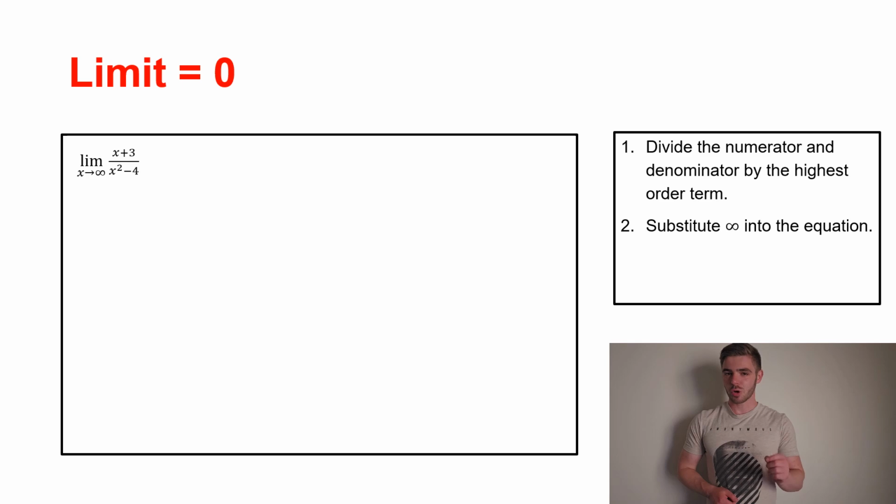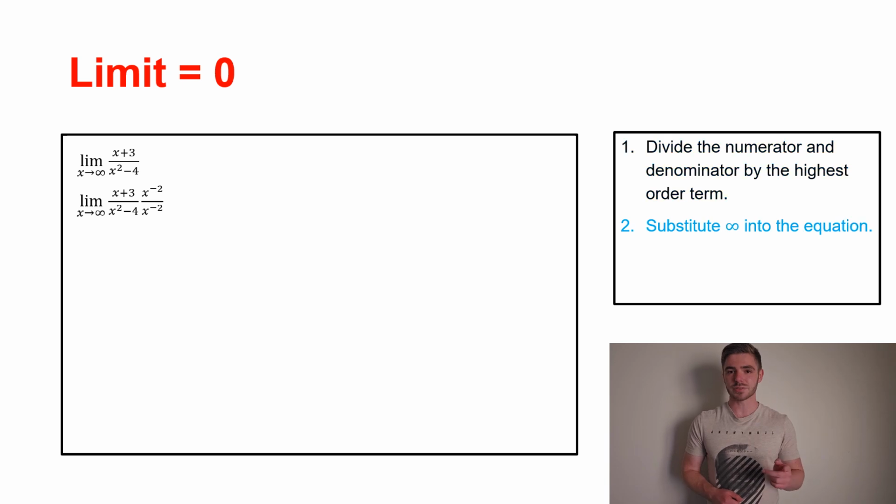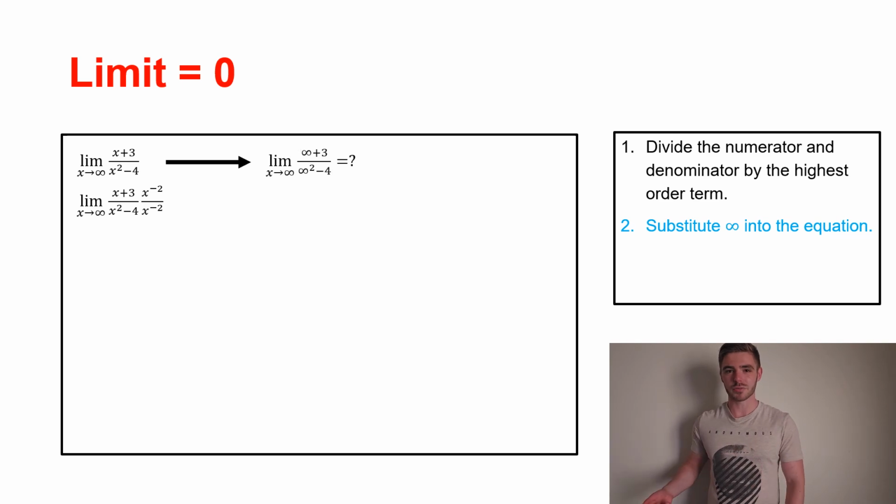In this case, the denominator has a larger degree than the numerator, so we expect that the limit as x approaches infinity should be 0. Let's prove it. First, we want to divide the top and bottom of the fraction by the highest order term, which in this case is x squared. A neater way to write this division is to instead write it as a multiplication of x to the power of negative 2. We do this to prepare for the next step, which is to substitute x equals infinity. If we just left it as we had it earlier, if we substitute infinity into that, then we don't really know where to go from there.